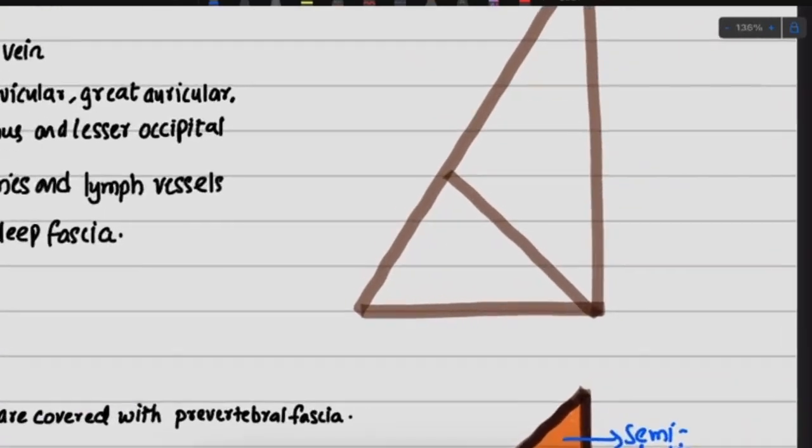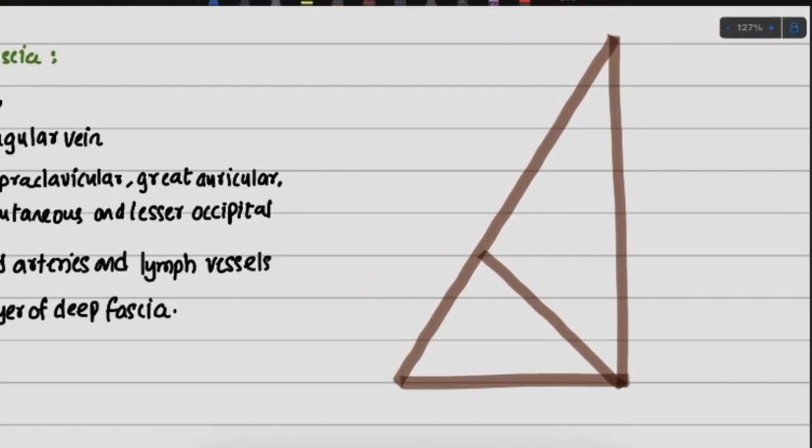Now I'll draw the roof of the posterior triangle, like it has platysma. I'll draw the other nerves here. So the first nerve emerging from the roof is the lesser occipital nerve. Obviously occipital means it is towards the occiput, like this. So this is the lesser occipital nerve, and we have another nerve, that is the greater auricular nerve. The name suggests greater auricular, the ear auricular. It goes towards the external acoustic meatus, like this.